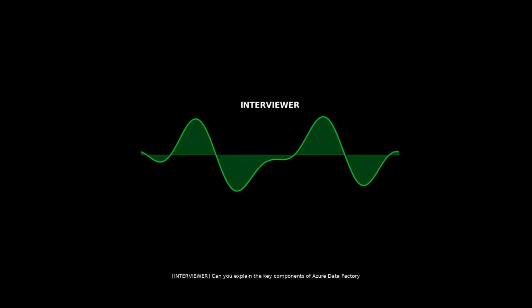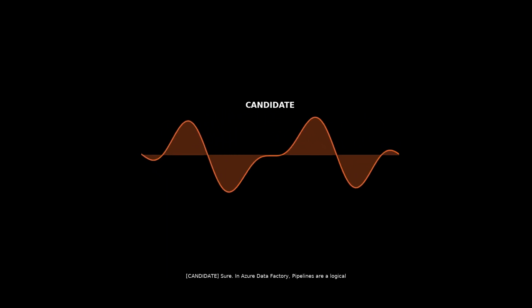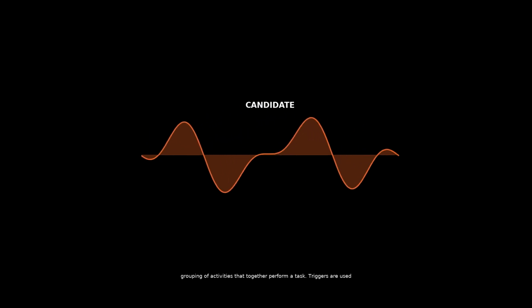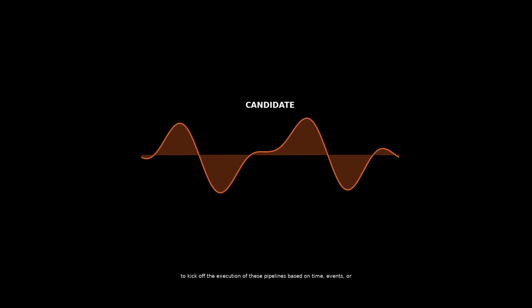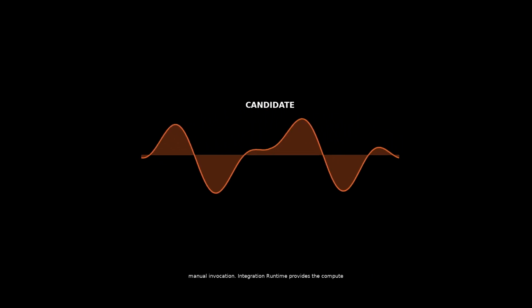Can you explain the key components of Azure Data Factory, such as pipelines, triggers, integration runtime, and data flows? Sure. In Azure Data Factory, pipelines are a logical grouping of activities that together perform a task. Triggers are used to kick off the execution of these pipelines based on time, events, or manual invocation.